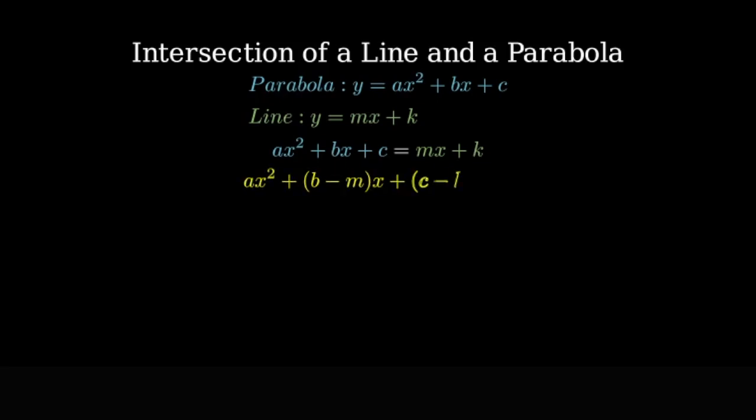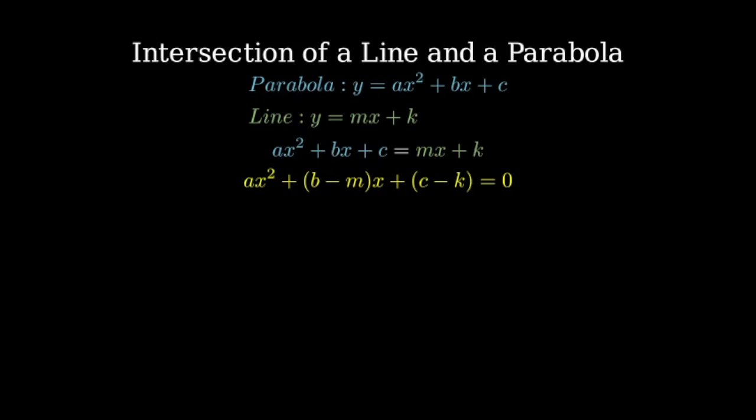We can rearrange this equation into the standard quadratic form by moving all terms to one side. ax squared plus the quantity b minus m times x plus the quantity c minus k equals 0. The number of solutions to this quadratic equation tells us how many times the line and parabola intersect. We use the discriminant, often denoted as d or delta, which is calculated as b squared minus 4ac. In our rearranged equation, a is a, b is b minus m, and c is c minus k. The value of this discriminant determines the number of intersection points.